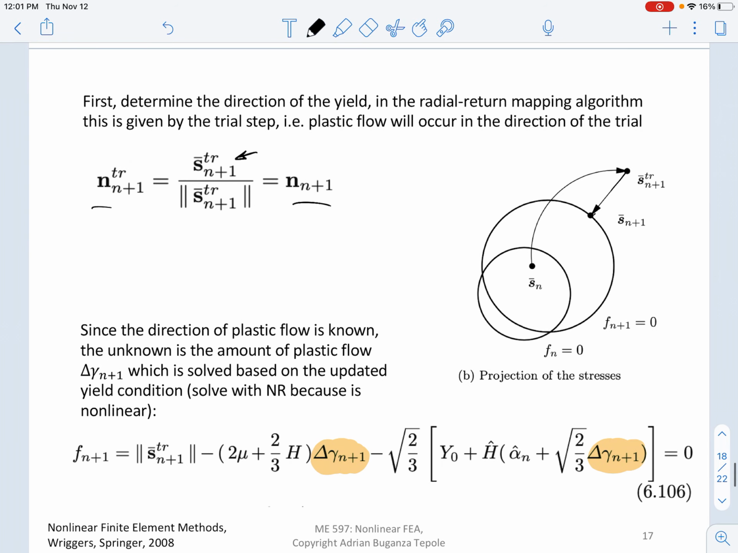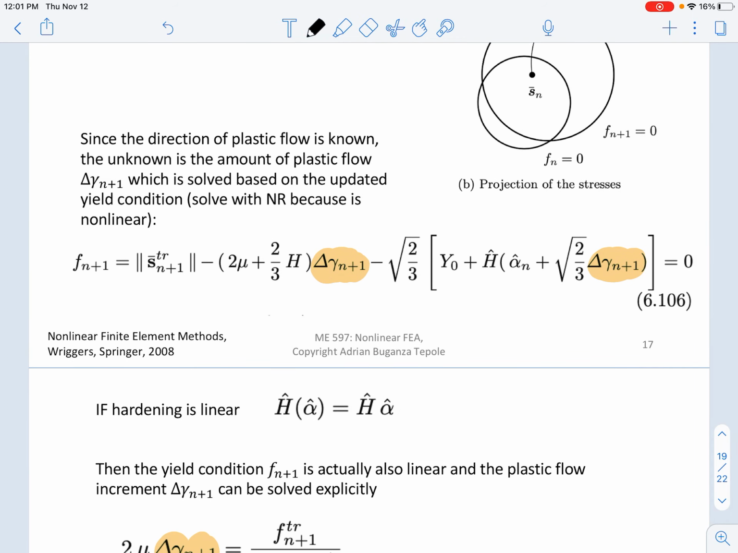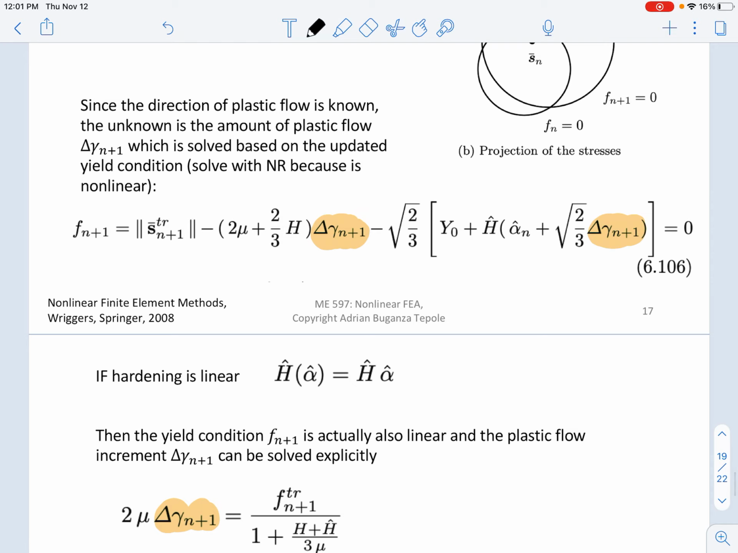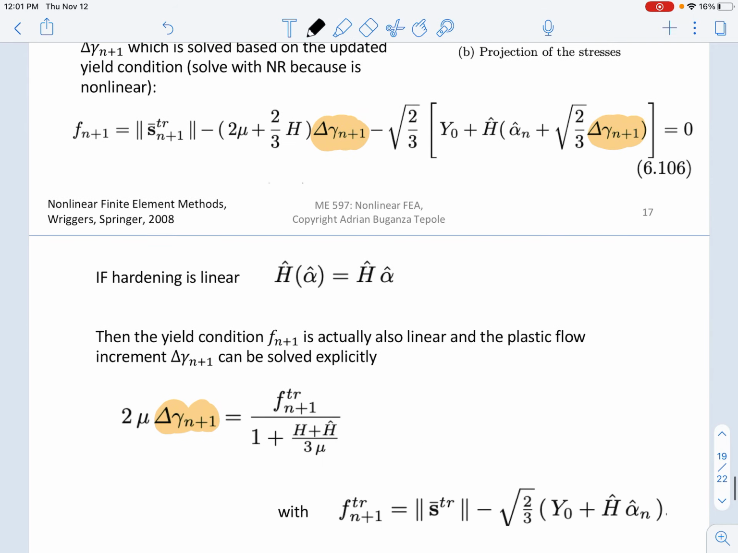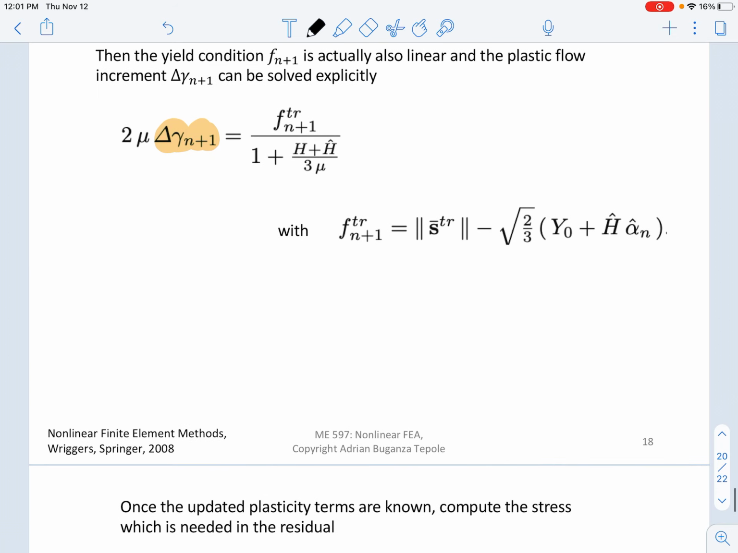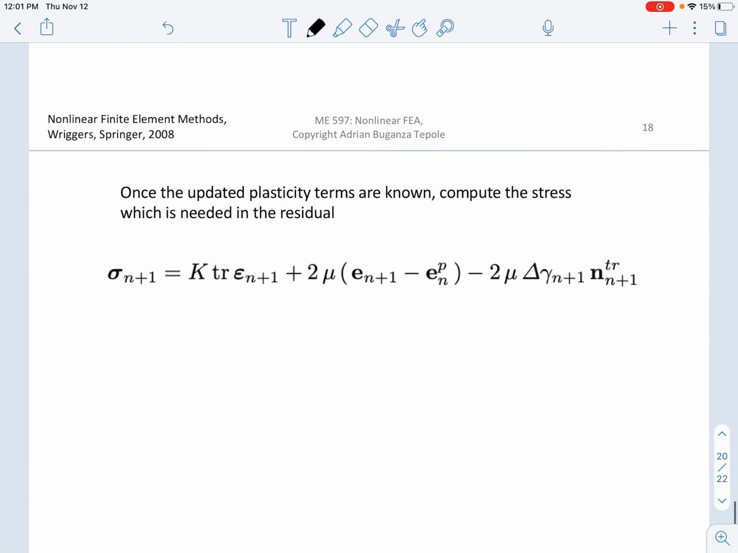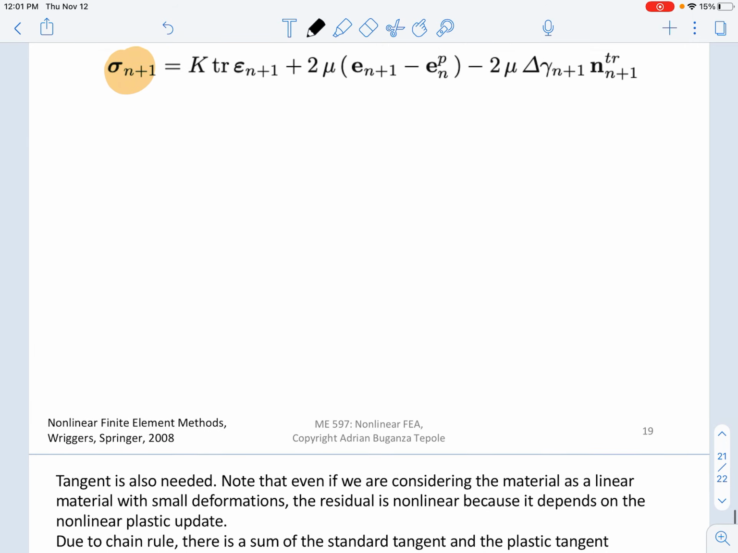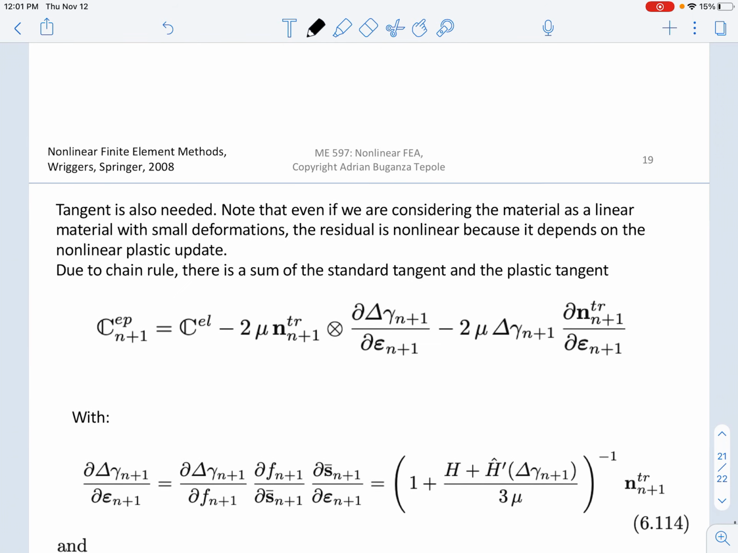And how much you flow, you need to solve an equation, which is basically the equation for the yield surface. And then if the hardening is linear, then you can actually solve it without Newton-Raphson locally. So just directly solve for that plastic flow. And that's it. So now you know your plastic flow, and then you can compute your new stress, right? And that's it. That's all you needed to do.